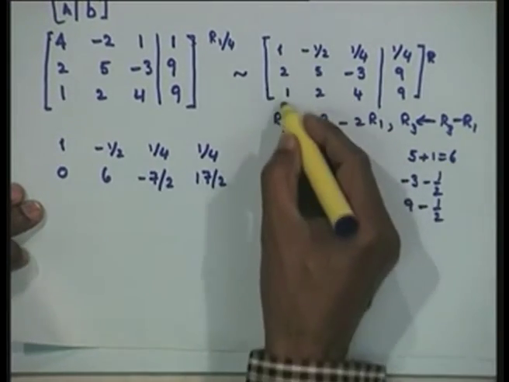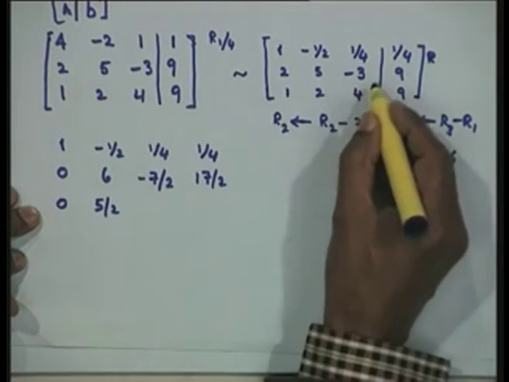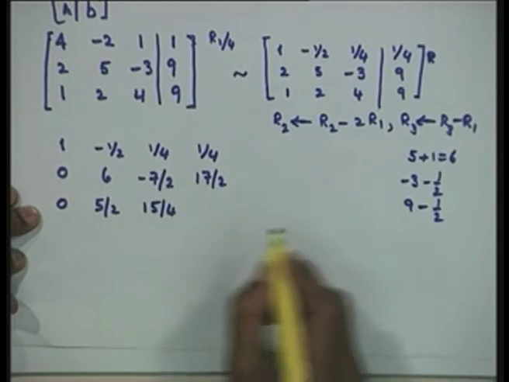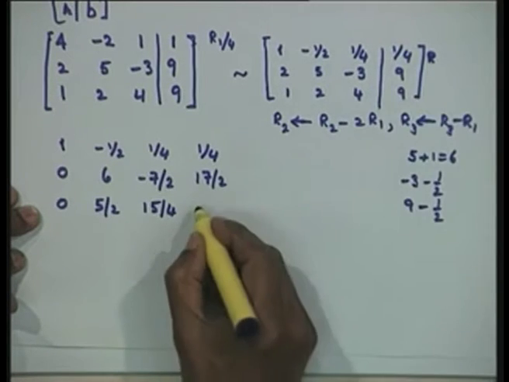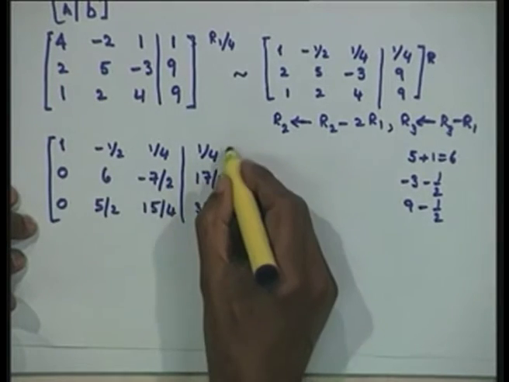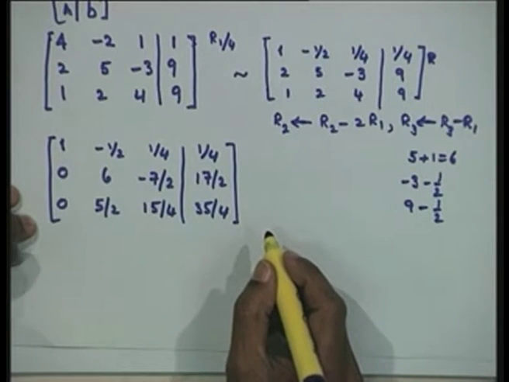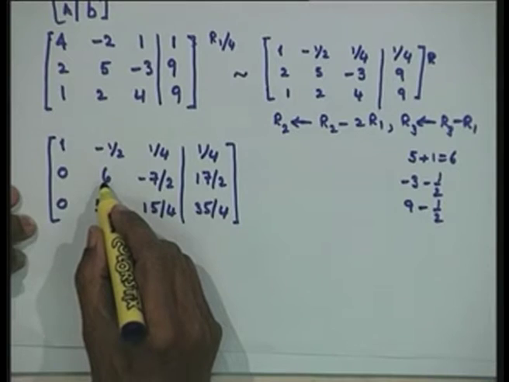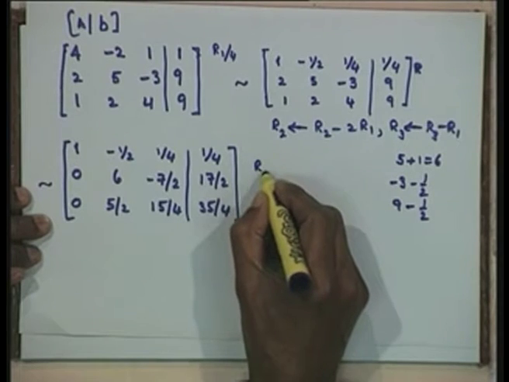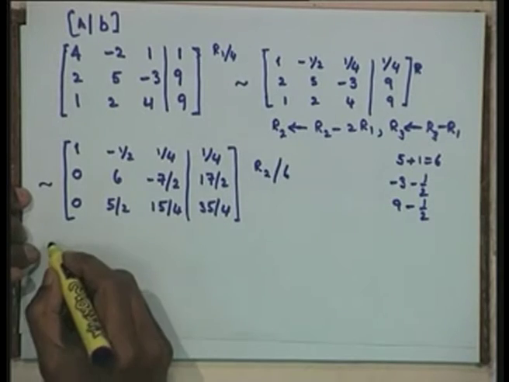Now, the next one is to subtract these 2 rows. So, I have a 0 here, 2 plus half, that is 5 by 2, then 4 minus 1 by 4, that is 15 by 4, and 9 minus 1 by 4, that is 35 by 4. Now, I would again make this diagonal element as 1. So, I will perform the operation R2 divided by 6, row 2 divided by 6.